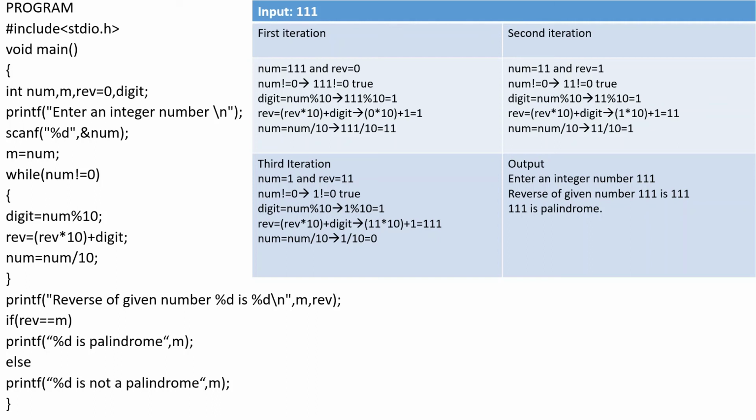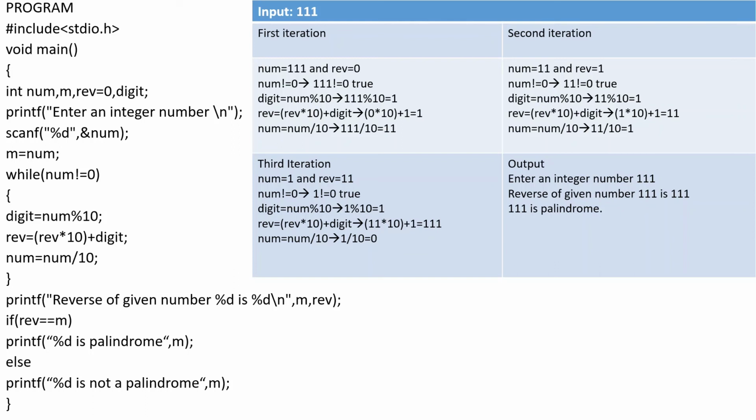Now before I extract each digit from the number, I will store the original number in variable m. So m equal to num. So whatever original number the user has input will be stored in m. Next I have made use of the while loop. Now I have shown the iterations there. The input I have taken here as an example is 111.